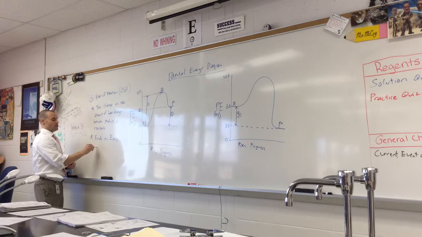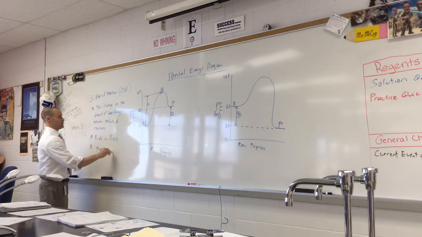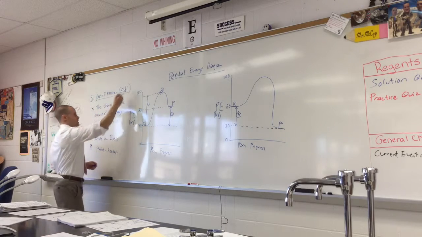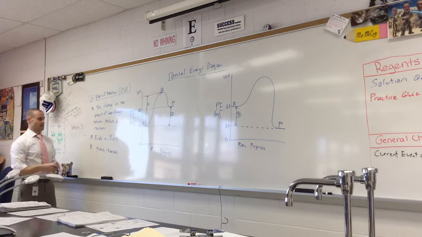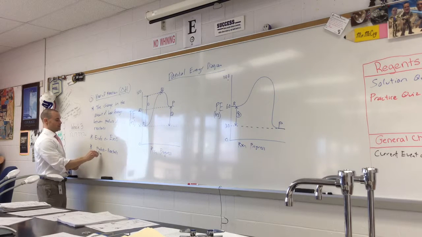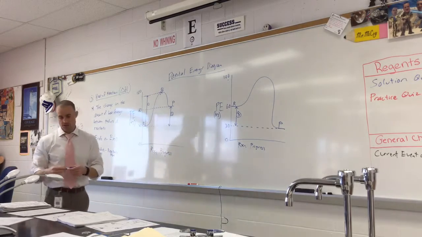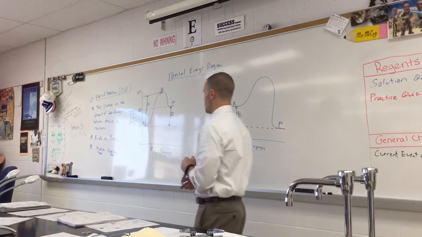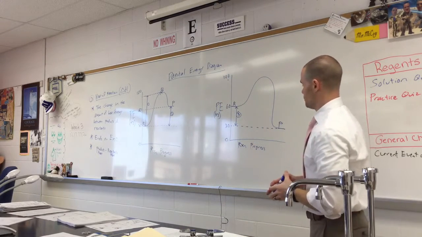We always do products minus reactants. That's how we find delta H. The product heat minus the reactants heat. I technically forgot the word heat, so products heat, reactants heat. When I say heat, I mean energy. Same thing. It's always products minus reactants. Always. That's how we know if it's endo or exo.